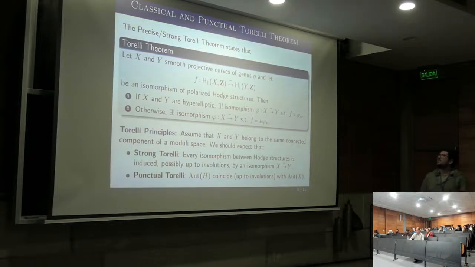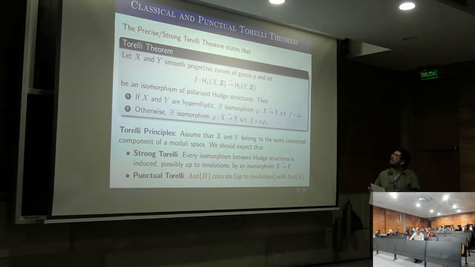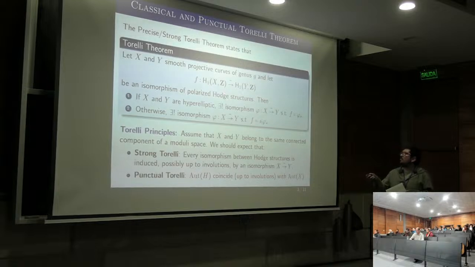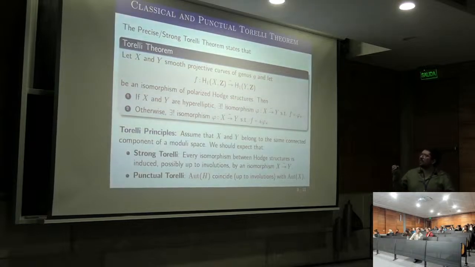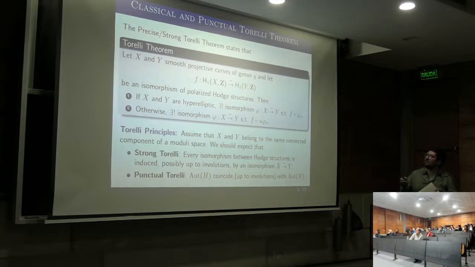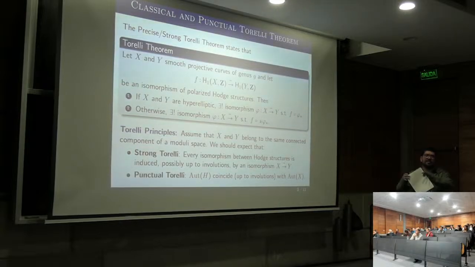So what is this? You take two curves, two Riemann surfaces, if you want, and you have these homology groups, and you have a Hodge structure induced by these. And the Torelli theorem tells you, the first version that they present to you, is that the abelian variety determines the curve, right? This is the Torelli theorem that we learned.